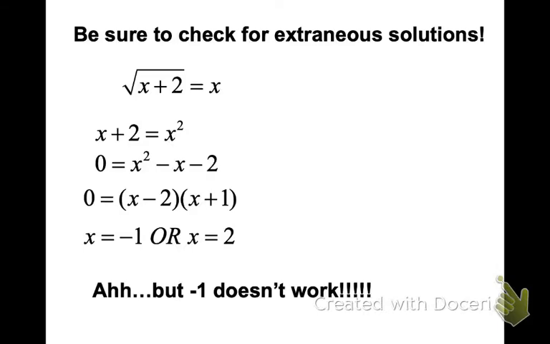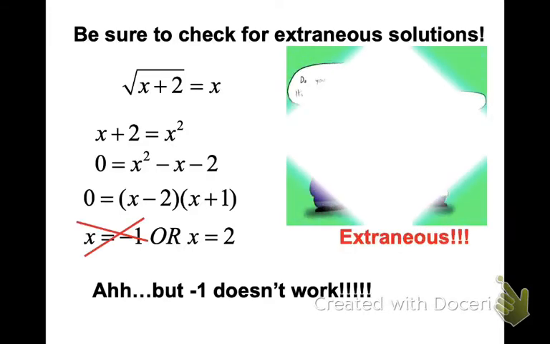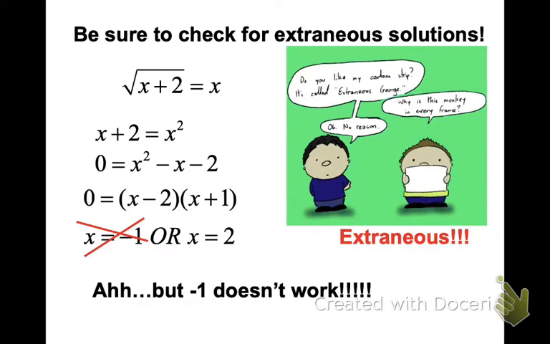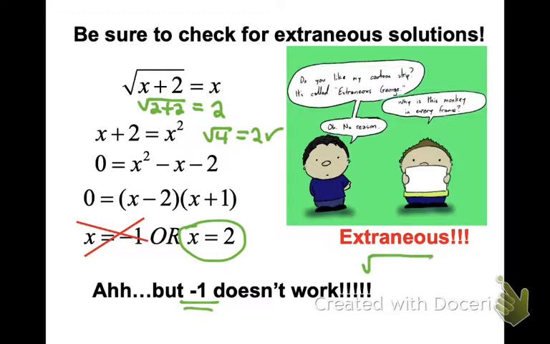And here we have our extraneous solution of negative 1. Let's take a quick peek at why that happens. So the 2 would be 2 plus 2 equals 2. Square root of 4 equals 2. That's true. Let's put in that negative 1. So negative 1 plus 2 equals negative 1. Square root of 1 equals negative 1 does not work.